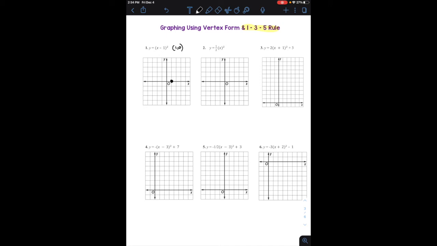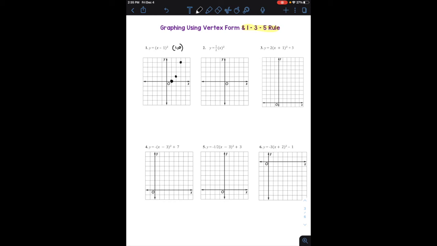Instead of making a table of values, we're going to use the 1, 3, 5 pattern to continue plotting the rest of our parabola. From our vertex, we're going to go over to the right 1 unit and up 1 unit. From the second point, we're going to go over to the right 1 unit, up 3 units. And if we had enough room, we would go over to the right 1 unit, and up 5.